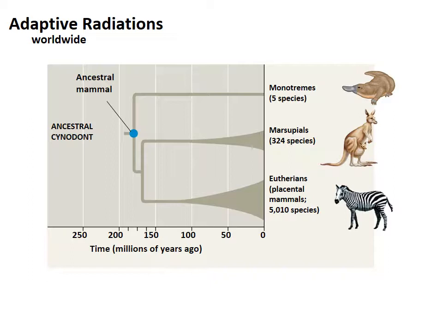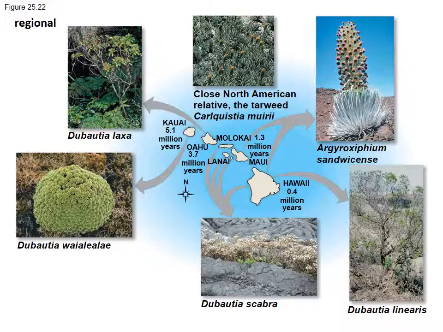So this is a worldwide adaptive radiation. I'm just showing you in the mammals, but amongst other species it worked the same way too, especially among the birds and other reptiles too. There were also regional sorts of events that occurred.